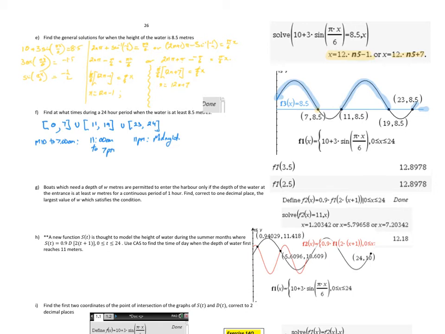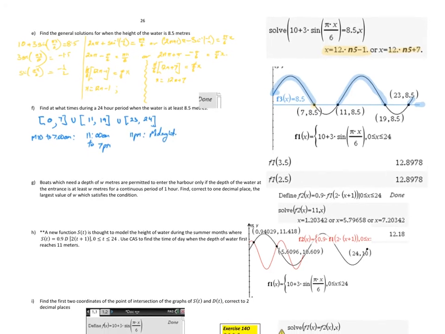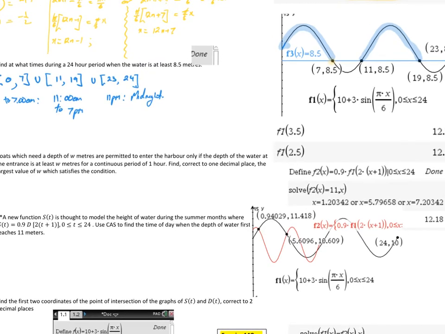All right. Now, let's think about this one. Boats need a depth of W meters. Boats needing a depth of W meters are permitted to enter the harbour only if the depth of water at that entrance is at least W meters for 1 hour, a continuous hour. So what are we saying here? We need the water to be at least that deep for a total of an hour.